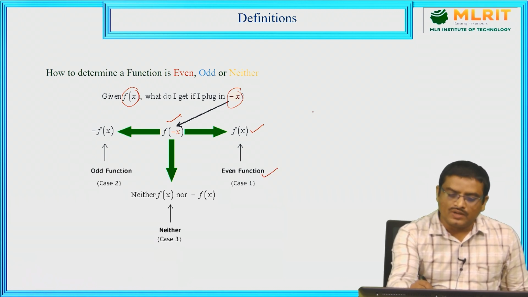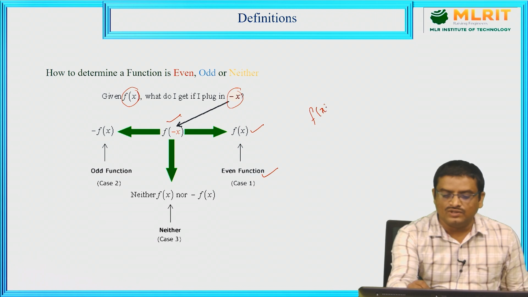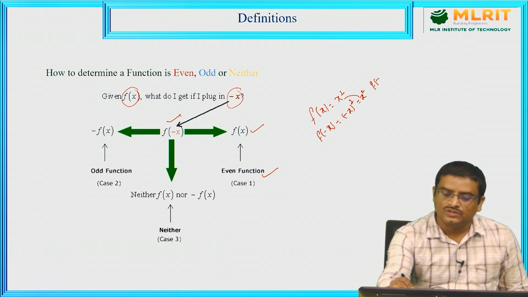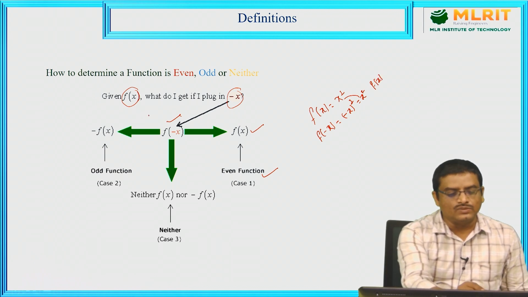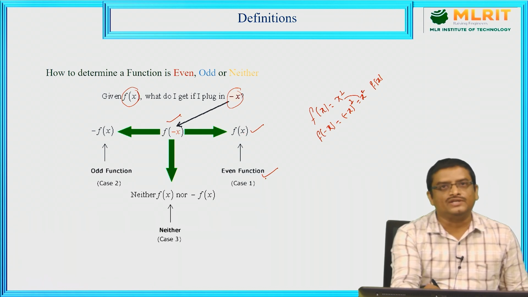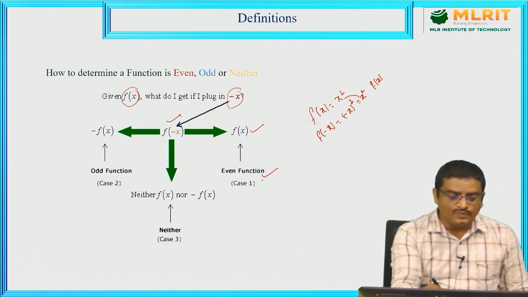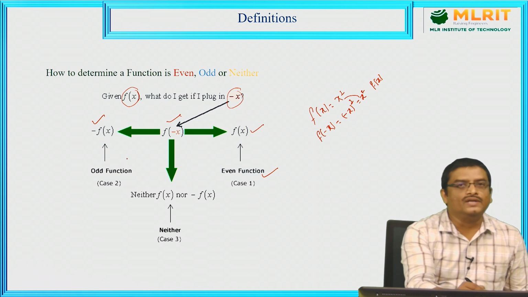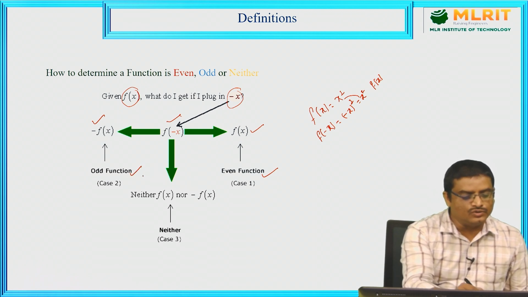I will take one example here. f of x is equal to x squared. In this function I replace x with minus x, so you will get minus x whole square, which is once again equal to x squared, equal to f of x. So if you replace x with minus x in the function and you get f of x again, then that function is said to be an even function. And if you replace x with minus x and you get minus f of x, then that function is said to be an odd function.